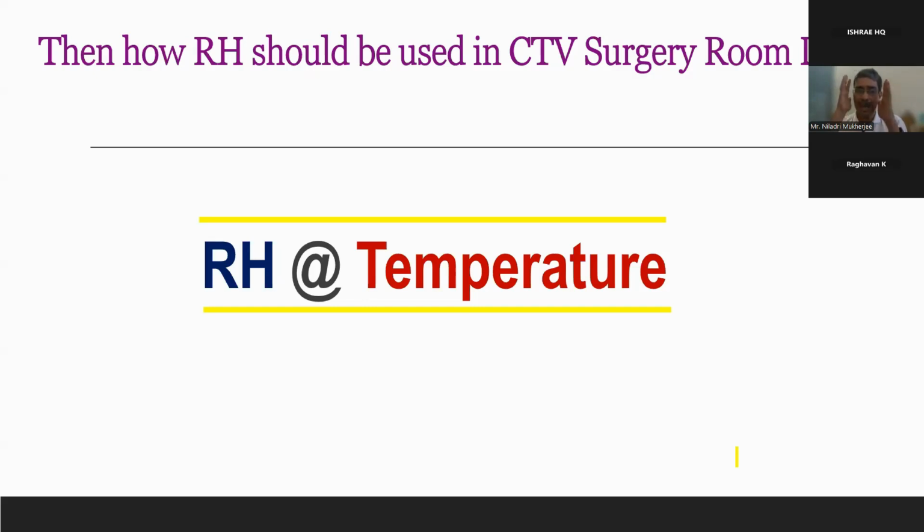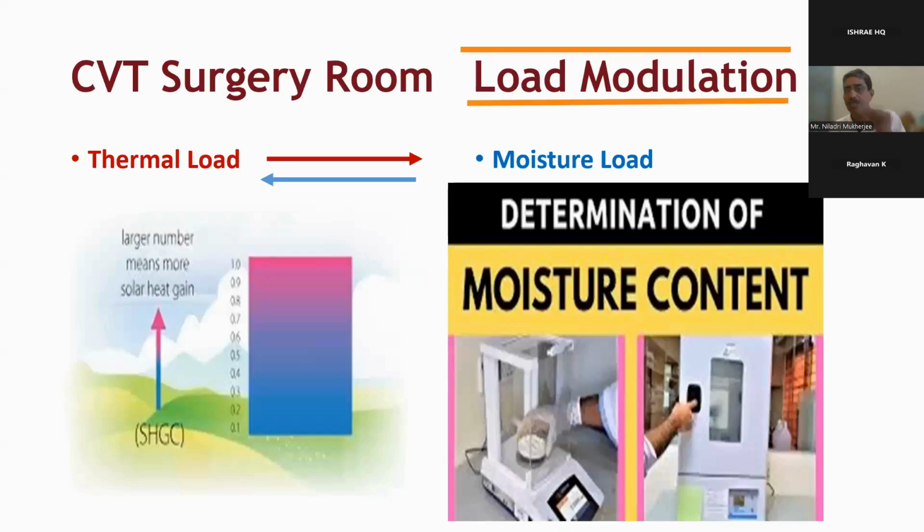If we isolate RH and temperature, then it has no meaning. Technically, it has no meaning. So the moisture load, what I was telling you about the thermal load, we have to add the moisture load. That is called grains per pound. 1 pound means 7,000 grains. So this is called modulation.